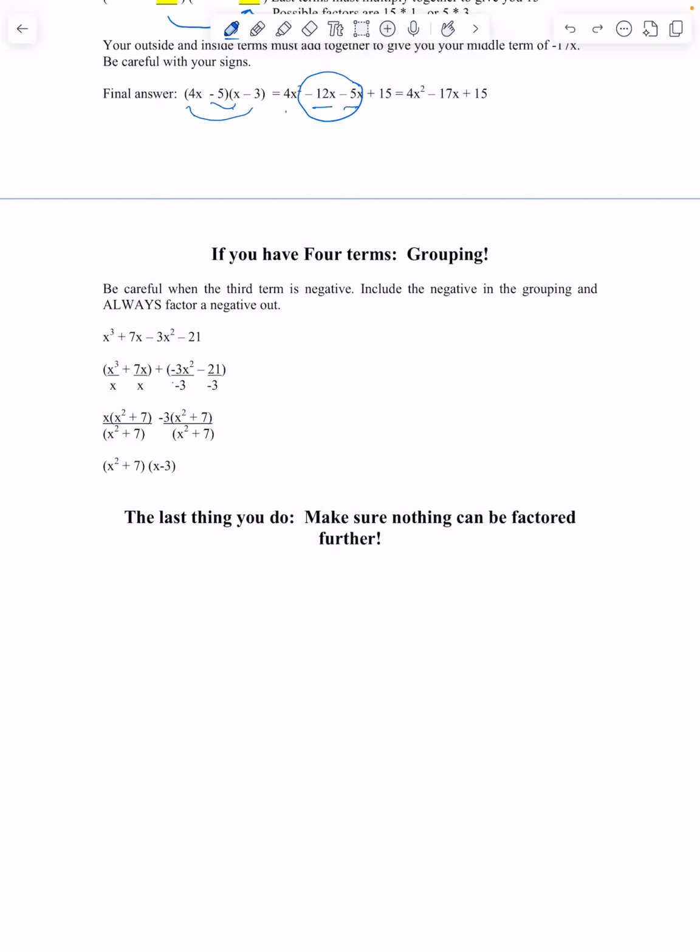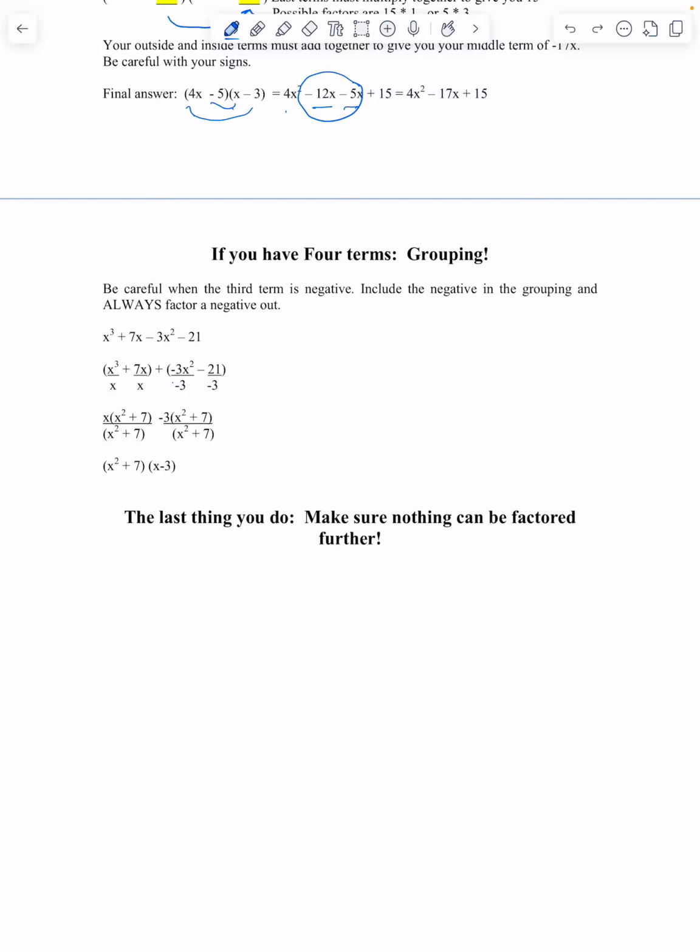And then you're going to look at the first two you've grouped together, and you pull out a GCF, which in this case is x. When you factor out an x, you get x squared plus 7. In the second grouping, you're going to factor out the GCF. The GCF between negative 3x squared and negative 21 is minus 3x. So I'm going to divide both of those terms by negative 3. I'm factoring out the negative 3.